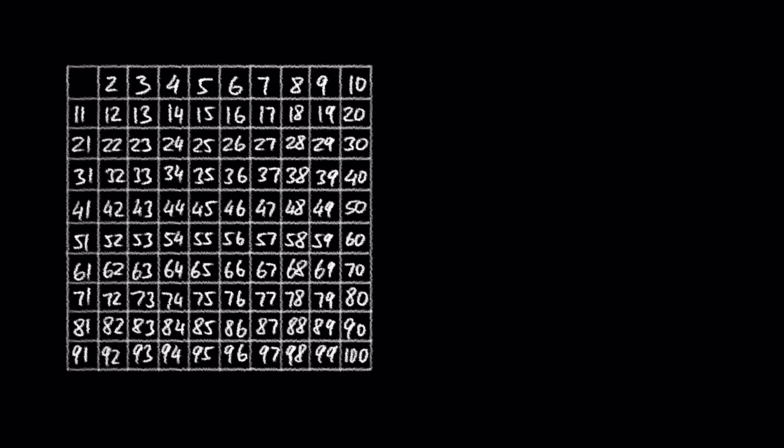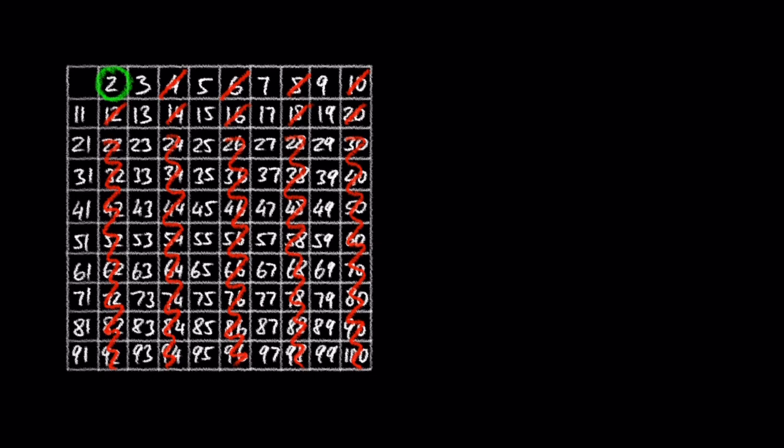Let's look at the first number. We know 2 is prime. Recall that prime numbers are numbers which are only divisible by themselves and by 1. What we are going to do now is to cross out multiples of 2. Crossing out the multiples of 2 means that they cannot be prime numbers because they are multiples of 2. So 4 is not a prime number, 6 is not a prime number, 8 is not a prime number, 10 is not a prime number, and so on. All these numbers cannot be prime.